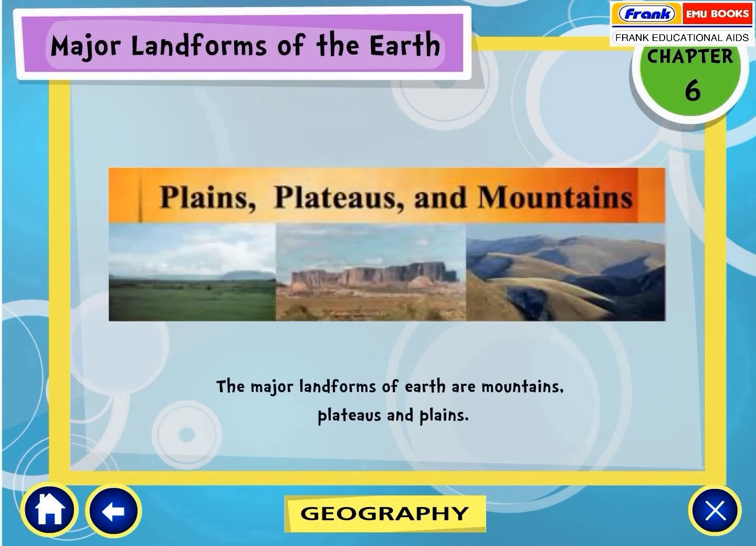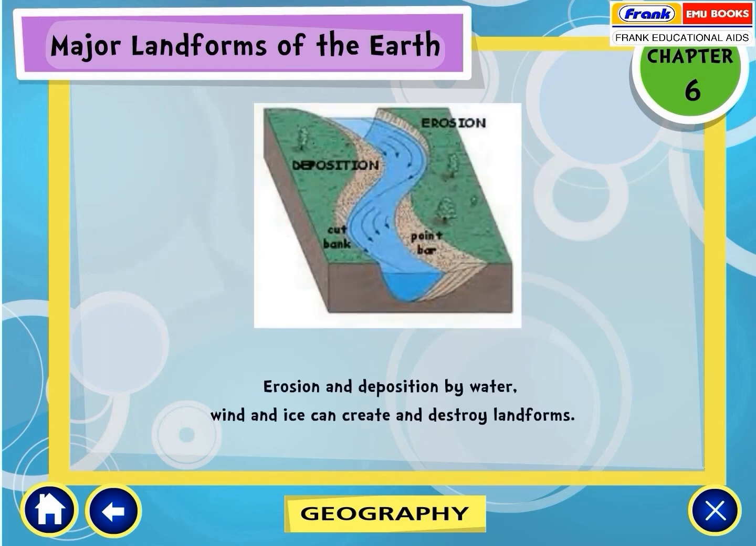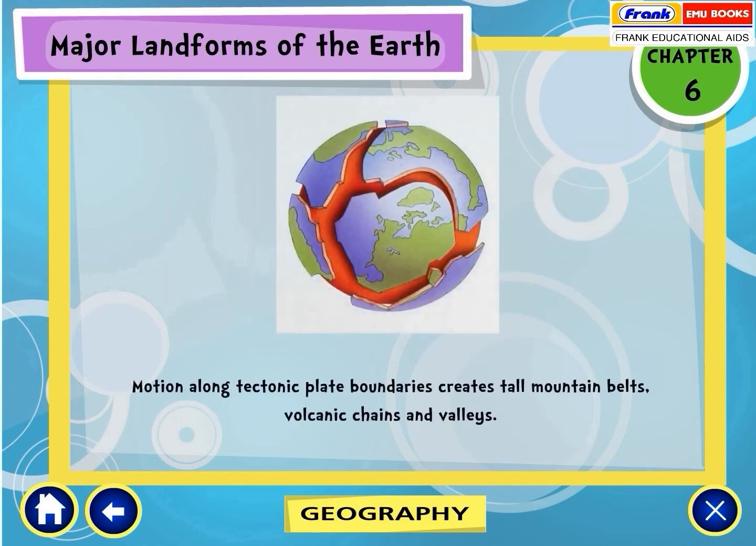Major landforms of the Earth. The major landforms of Earth are mountains, plateaus, and plains. Erosion and deposition by water, wind, and ice can create and destroy landforms. Motion along tectonic plate boundaries creates tall mountain belts, volcanic chains, and valleys.